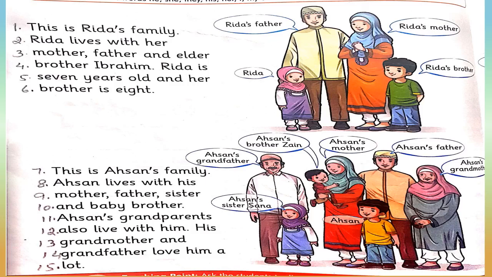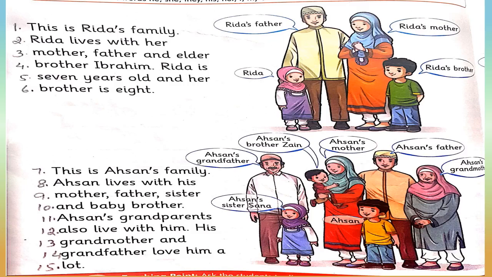Line number 5: Rida is 7 years old and her brother is 8. Her brother. We are not using the name of Rida here, we are using her. When anything belongs to a girl, to a female, we use the word her.